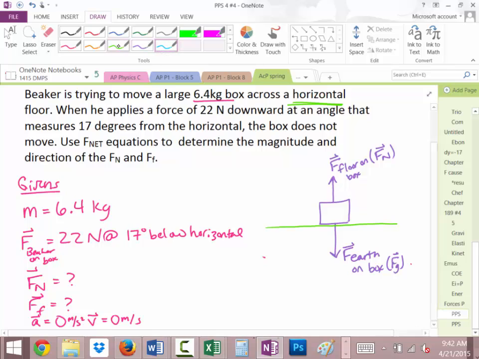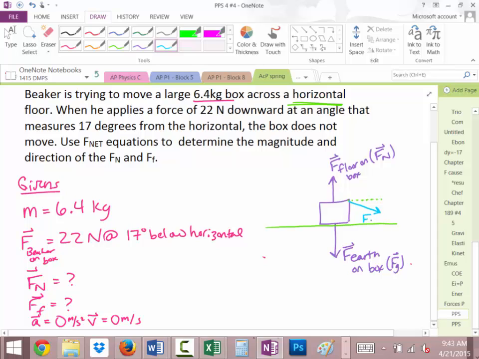I'm going to make myself a little horizontal line here. And then I'm going to draw that force going down like that. So is he really holding onto the box and pulling on it down from there? Probably not. He's probably standing on the other side and pushing down, right? Does that make sense? But all of the arrows are always going to come from the box. So my arrow is going to go like that. What am I going to label that arrow?